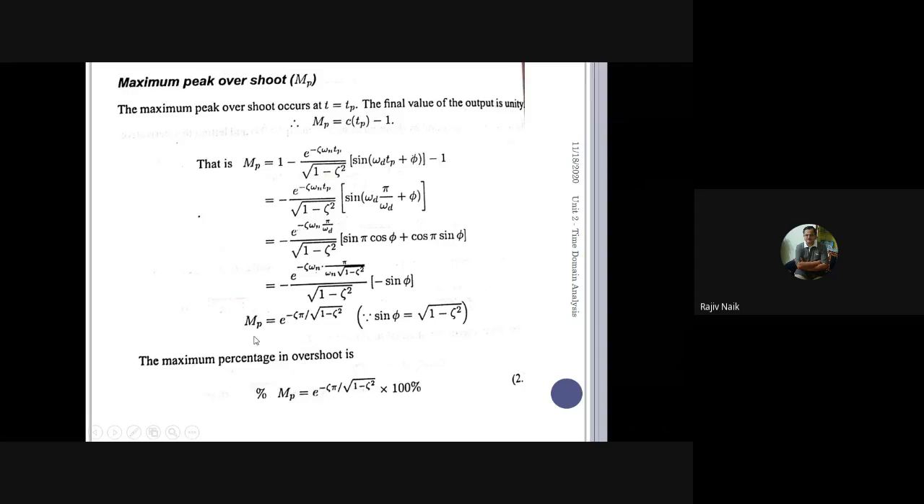Then it will become like this: e to the power minus pi into zeta divided by root of 1 minus zeta square. So it will be in a fraction. If you want it in percentage, multiply it by 100. So how much percentage it overshoots, that you will come to know. By how much value it overshoots, that also you will come to know, that is the fraction value. Otherwise, if you want the percentage, multiply that fraction by 100.